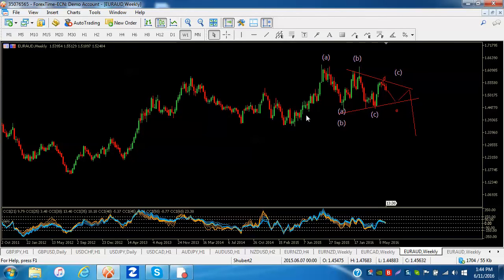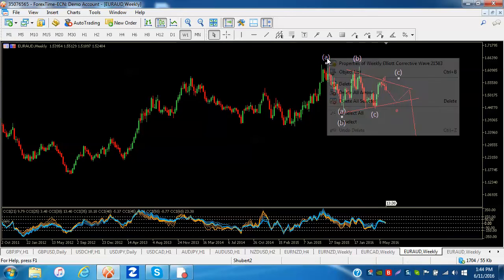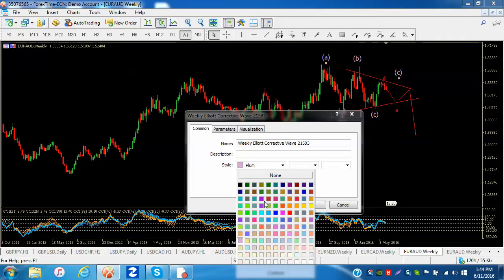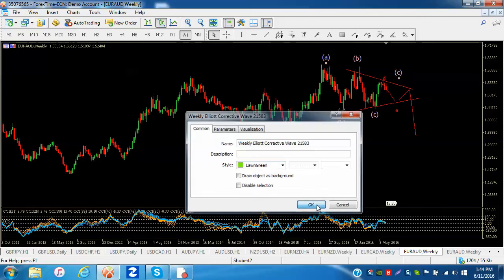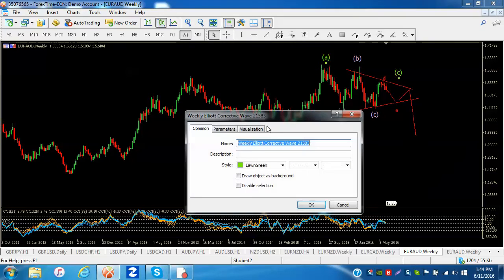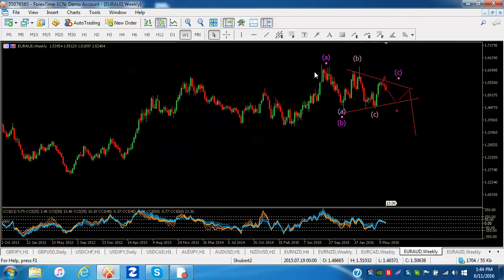So this whole thing is an A, B, and then C. Here's the A, that's this A right here. Probably should change the color of that just to make it different than the other ones. That's probably not a good color because it's the same color as my candles. I don't know, it really doesn't matter. We'll change it to that. Okay, so ABC. Here's the A, and the triangle is B, and then we'll have a C wave down.